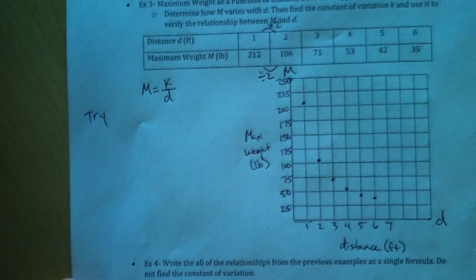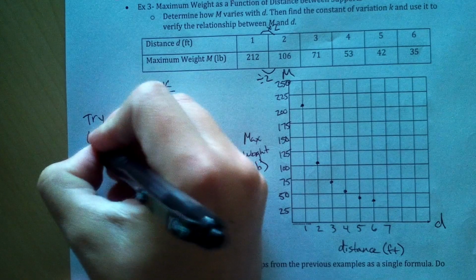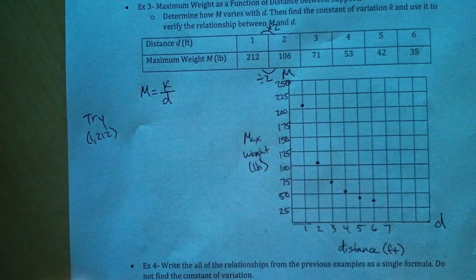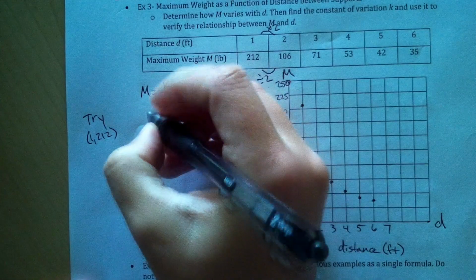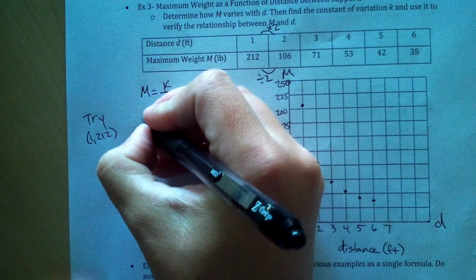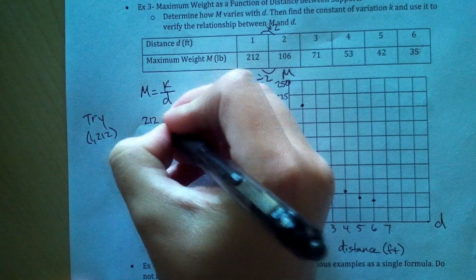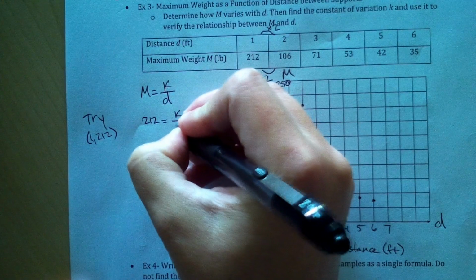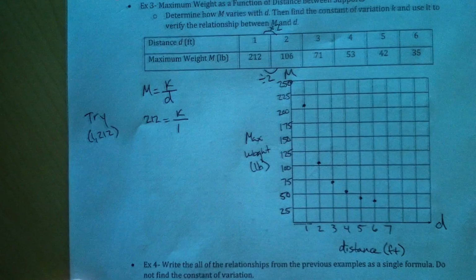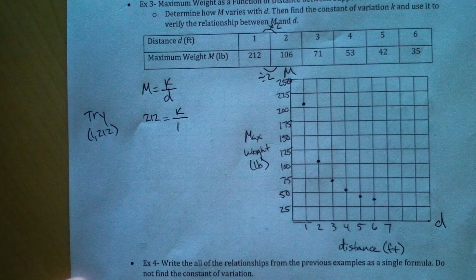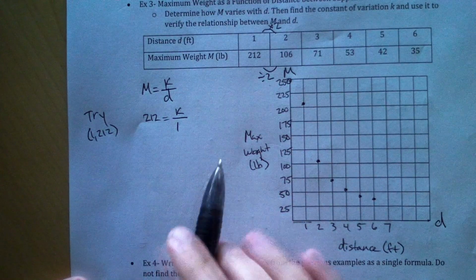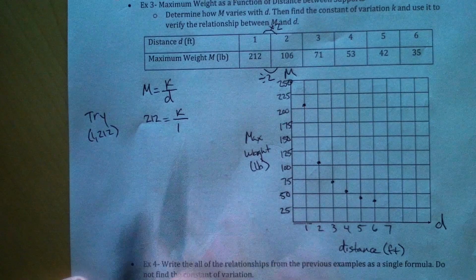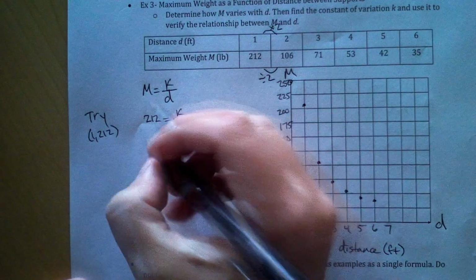Okay. So now the thing that's a little bit new to us is that they're going to want to combine all of those equations together to make one. It says write all of the relationships from the previous examples as a single formula, and do not find the constant of variation. Because each of our k values is different here, the k values we use aren't going to work. We just leave them as a general k in our final equation.